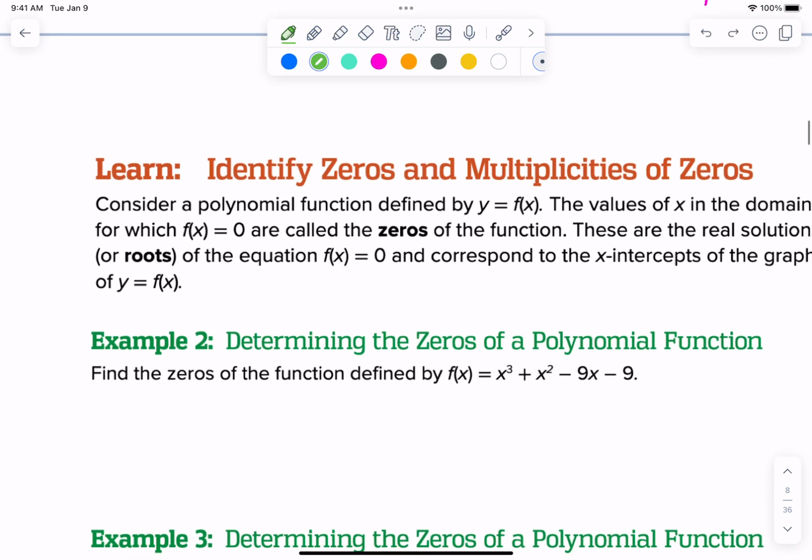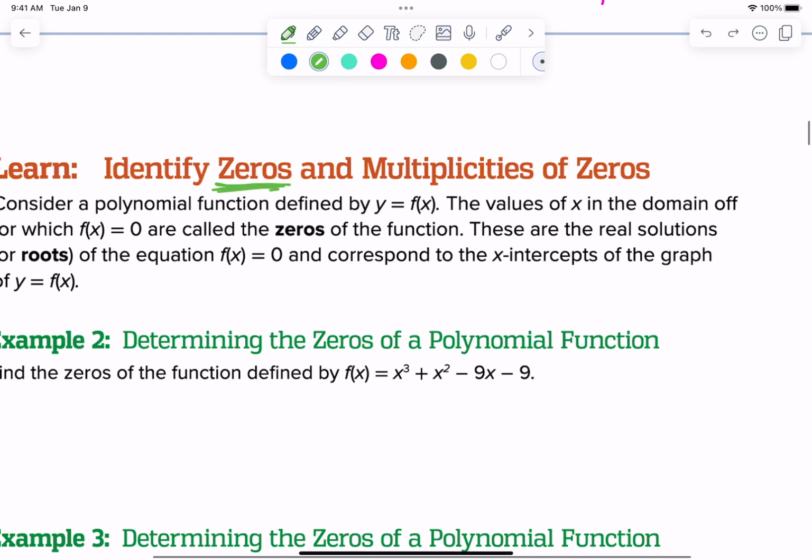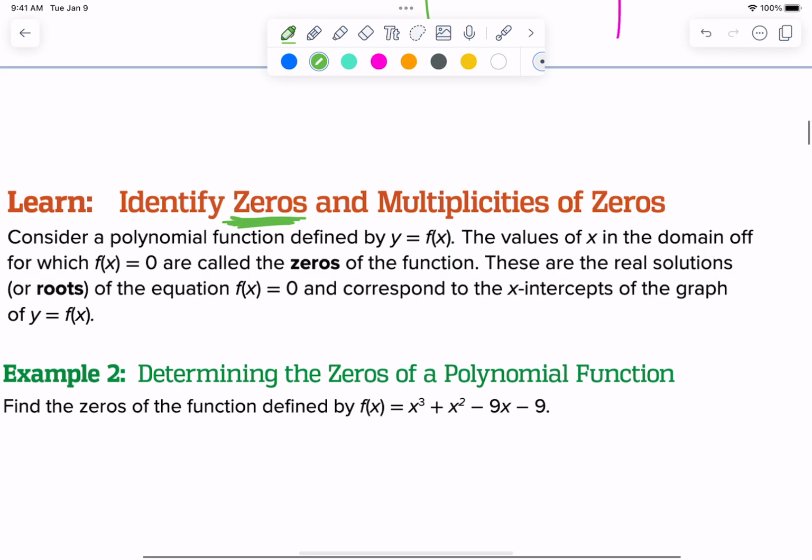All right, we're on the next page, the third page. Identifying zeros. What's a zero? Let's talk about that first. The x-intercepts. Okay, x-intercepts. And then, have you ever heard the word multiplicity before? No.